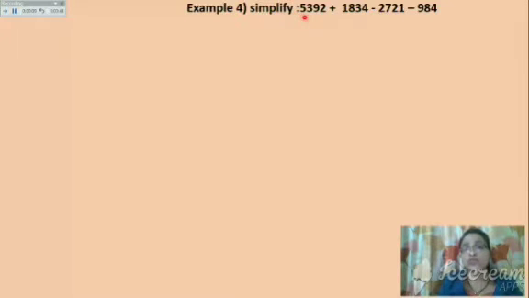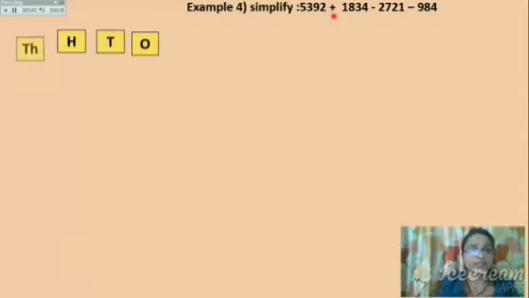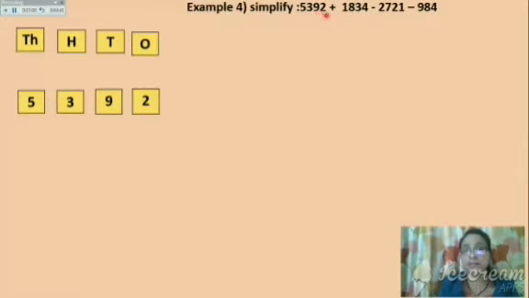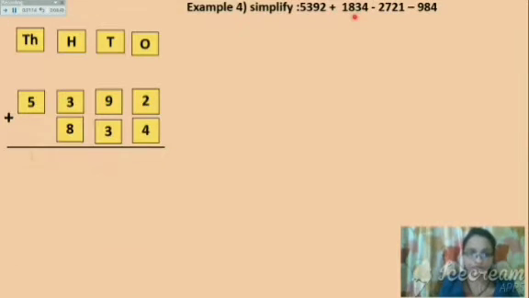Simplify 5392 plus 1834 minus 2721 minus 984. First step, select two numbers from the start and do the process. Here it is plus, so we will do addition. If it was minus, then we would do subtraction. Arrange the 1s, 10s, 100s and 1000s. The first number is 5392, the sign is plus, and the second number is 1834.